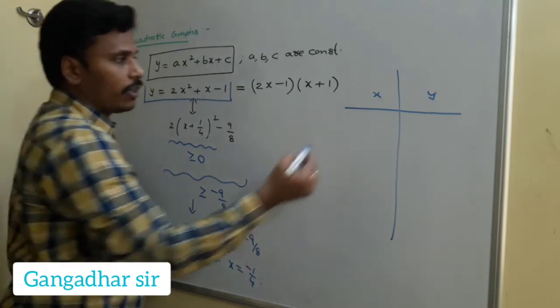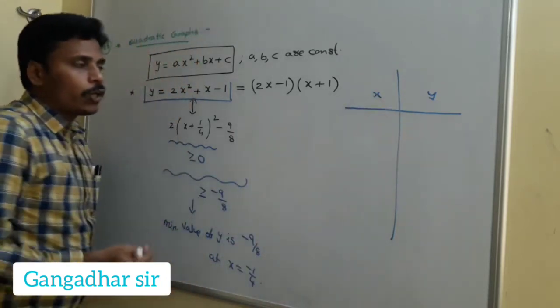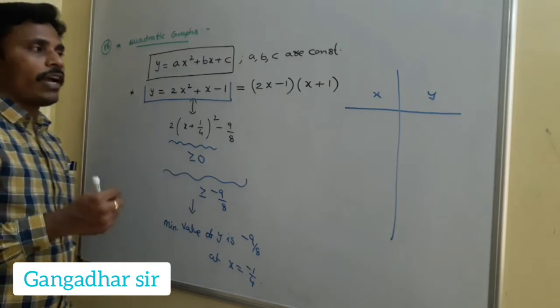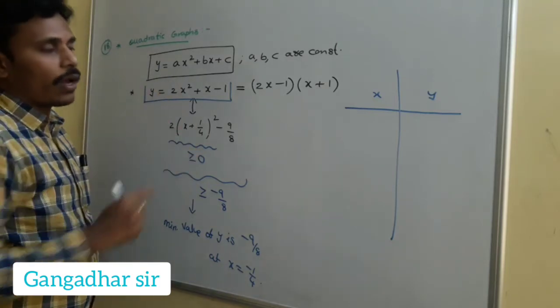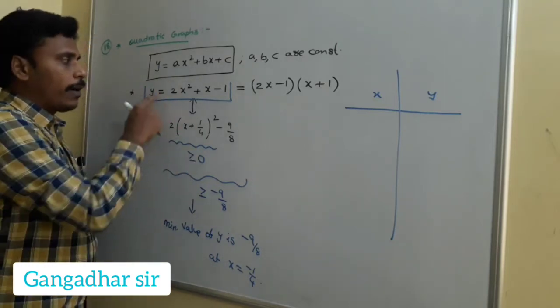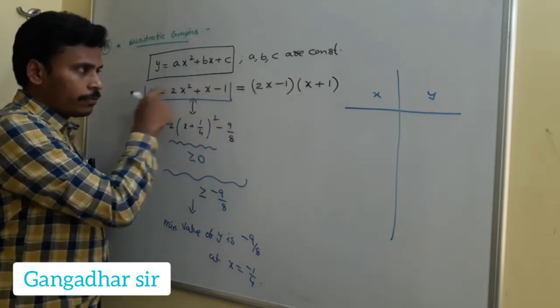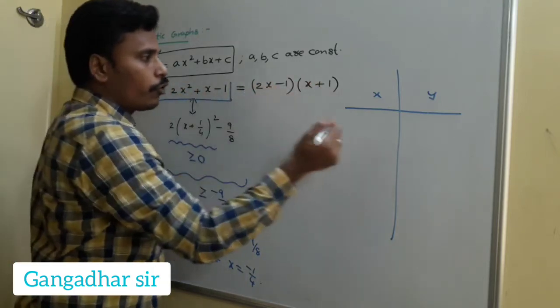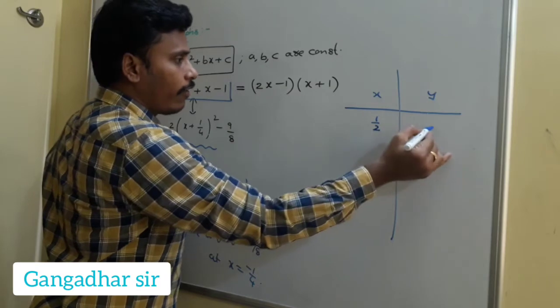And for that procedure, we need to take some values in the place of x, and for the corresponding y we need to calculate. With this factorization, if you replace x with 1 by 2, the value of y is 0.